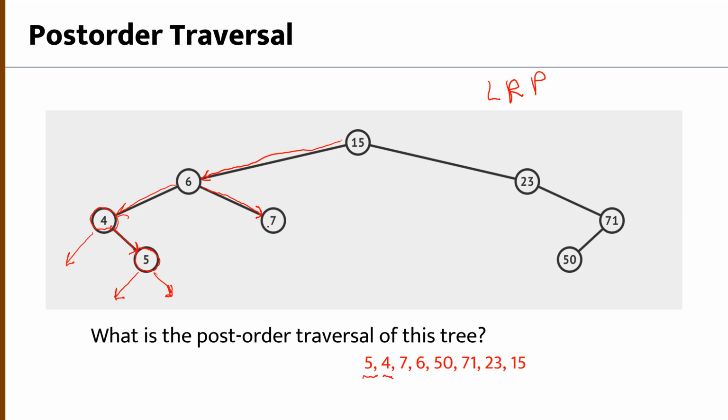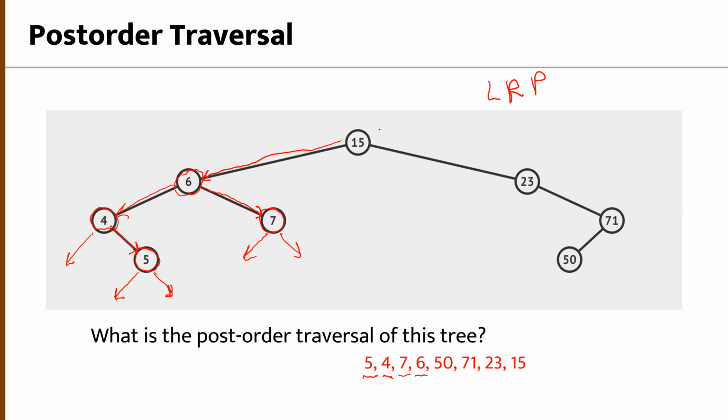We'll hit the 7, and before we print this out, we want to traverse left and right. And since there's nothing there, we'll print out the 7. And then we'll go back up to the 6. Since we've already traversed both the left and right subtrees of 6, we can finally print out 6. And now we'll go back up to 15.